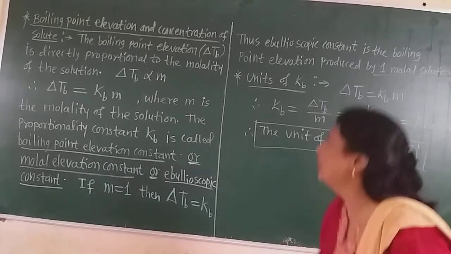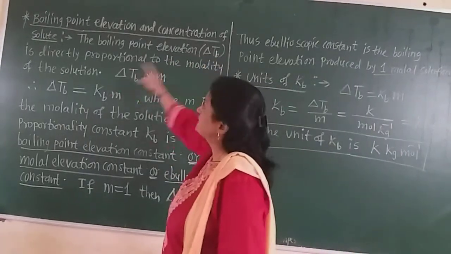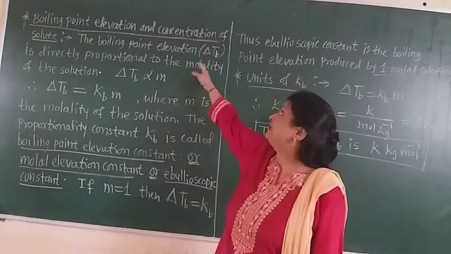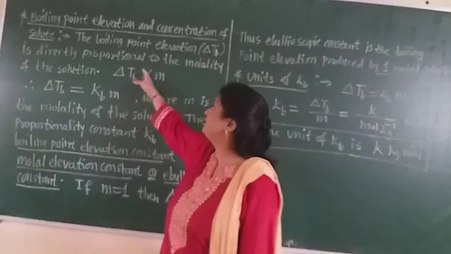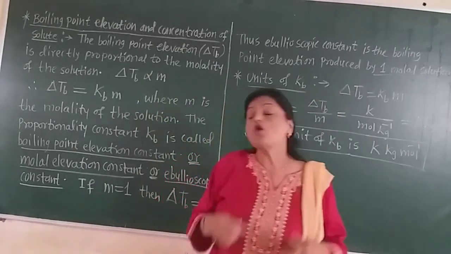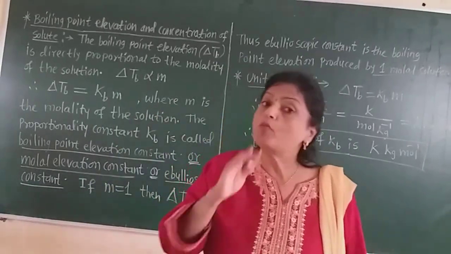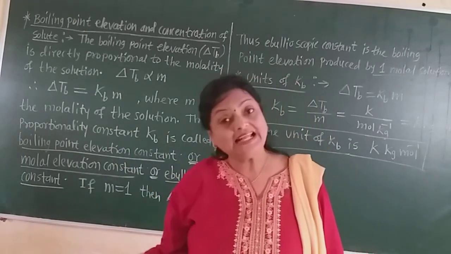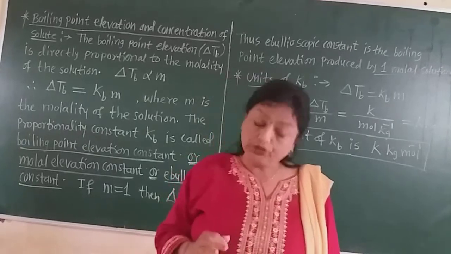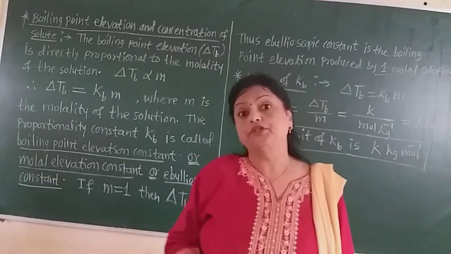The boiling point elevation and concentration of the solute. The boiling point elevation delta TB is directly proportional to the molality of the solution. Now what is molality? Molarity and molality are the units to determine the concentration of the solution.